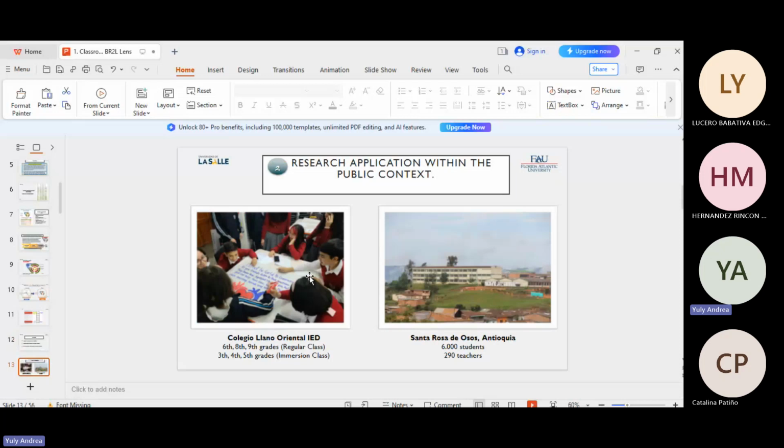So the first, as I told you, is the one that I have been conducting in my own school. And the second one is a project that is being written, which is going to be held in Santa Rosa de Osos, Antioquia, with 6,000 students, 290 teachers.